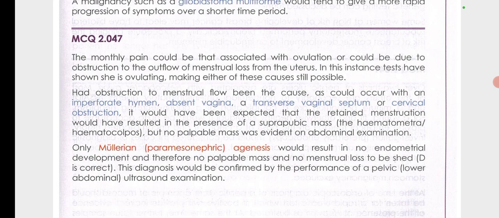So the correct answer is Mullerian agenesis. It would result in no endometrial development and therefore no palpable mass and no menstrual loss to be shed. This diagnosis would be confirmed by the performance of a pelvic and lower abdominal ultrasound examination.